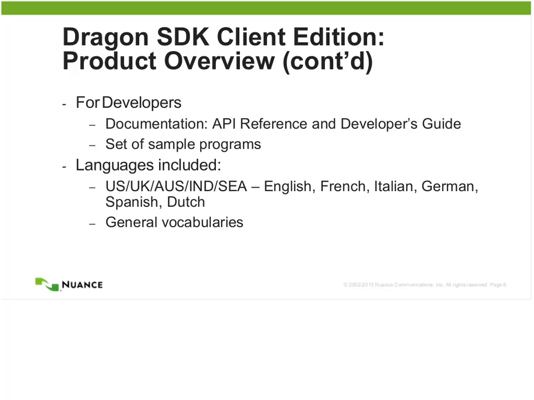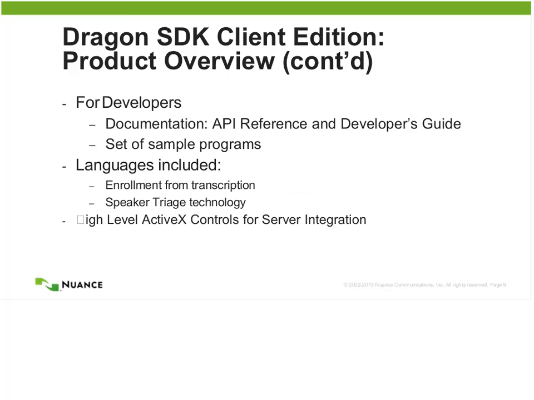all languages that we support in Dragon, which are basically English, French, Italian, German, Spanish, and Dutch. And we basically provide only general vocabularies. And besides the general vocabulary, we also include another one called the empty dictation, which is something that can be used to customize what words you want to have in your recognition space. So that's also available.